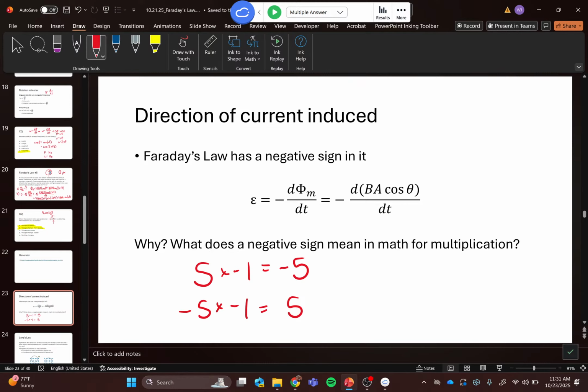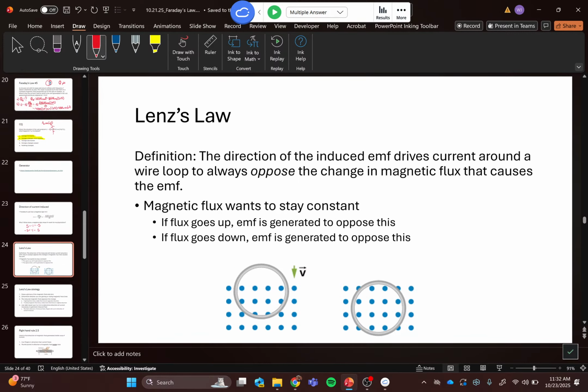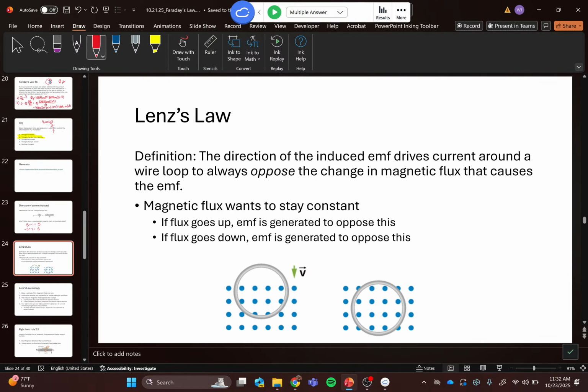We're going to start to see what that means in practice in just a little bit. But for now, it's the idea of I want to oppose the change. If the change is increasing, I don't want that. I want to do the opposite. If my change is decreasing, I don't want that. I'm going to do the opposite. So this is called Lenz's law. And then we're going to practice this to help make sense of this.